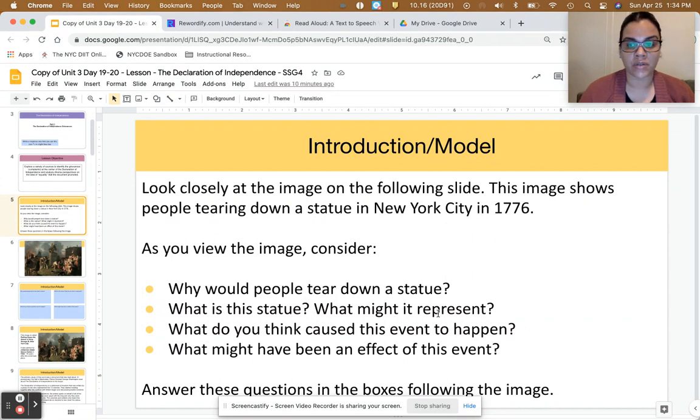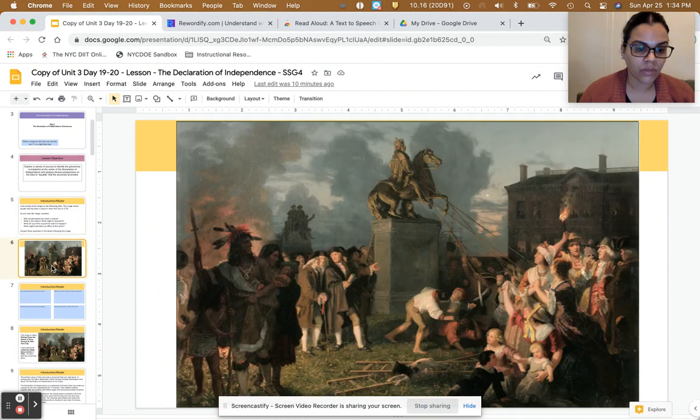Why would people tear down a statue? What is the statue? What might it represent? What do you think caused this event to happen? And what might have been an effect or a result of this event? All right, so students can analyze this photo.